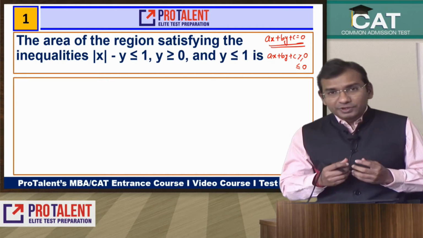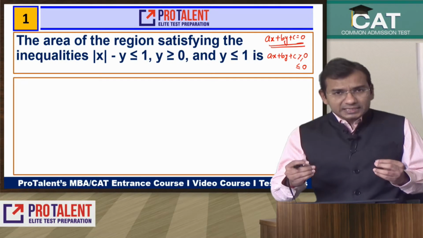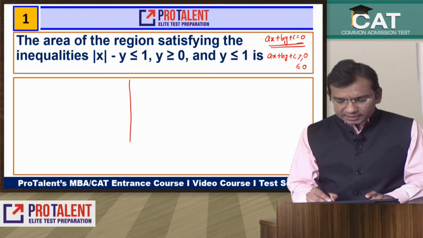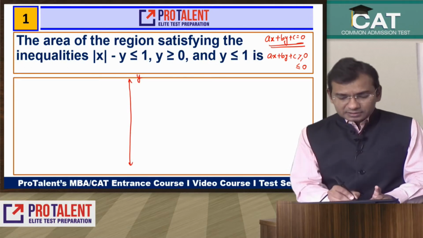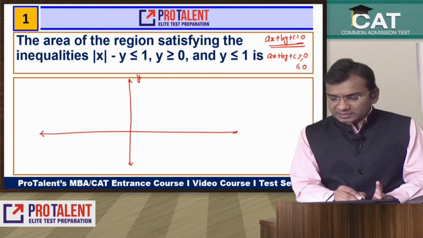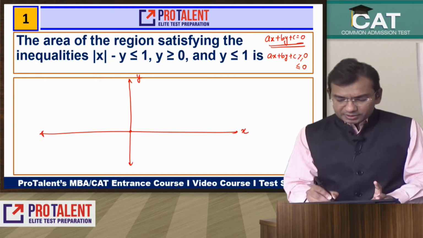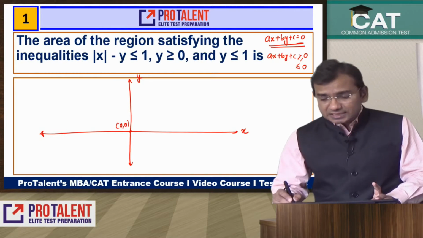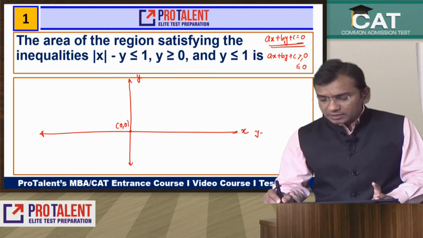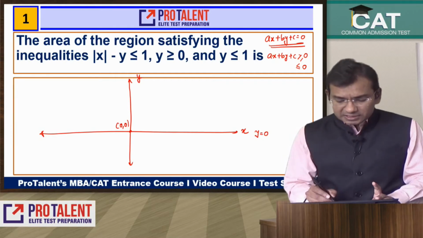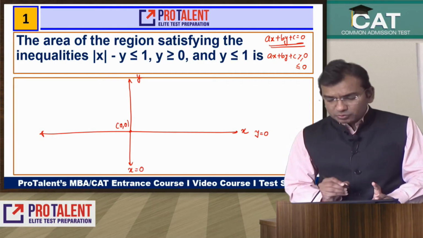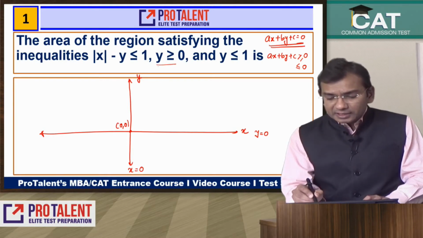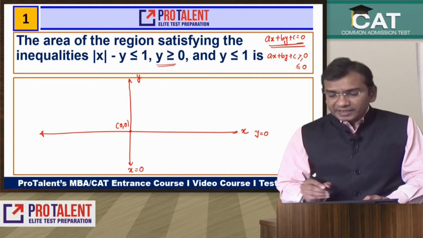Now we put this into a graph and find out the value. Let's start. This is our y-axis. This is our x-axis. This point is the 0, 0 point. When I say x-axis, it becomes the y equals 0 line. When I say y-axis, it becomes the x equals 0 line. Yes or no?